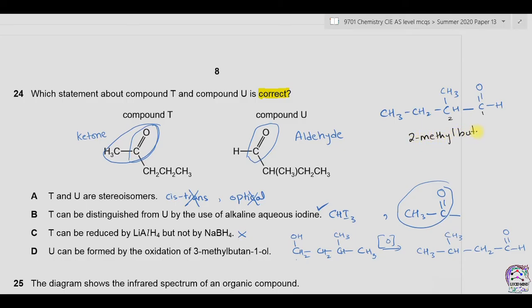2-methyl-butanol, while the name of compound formed by oxidation is 3-methyl-butanol. So therefore they are not the same, so therefore this is wrong. So the only option that is correct is B.